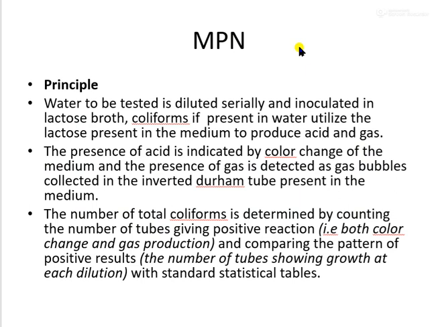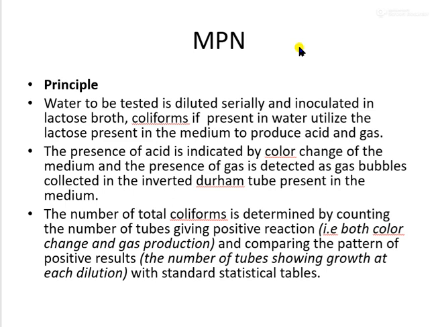So what we do is, the water to be tested is diluted serially and it is inoculated into lactose broth. And coliforms, if they have been present in the water which we are checking, as I told you, have the ability to ferment lactose and produce acid and gas. So if you add an indicator into the solution, the color of the medium changes, and the presence of gas is detected when a Durham's tube has been added. If gas production is happening, you can see that also.